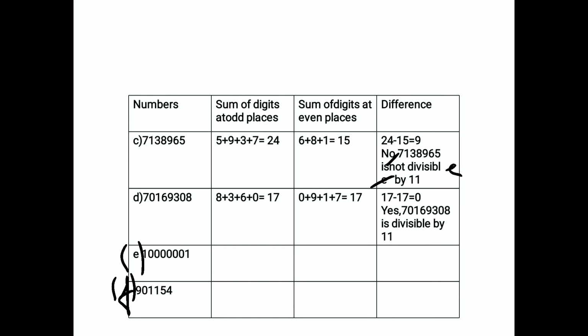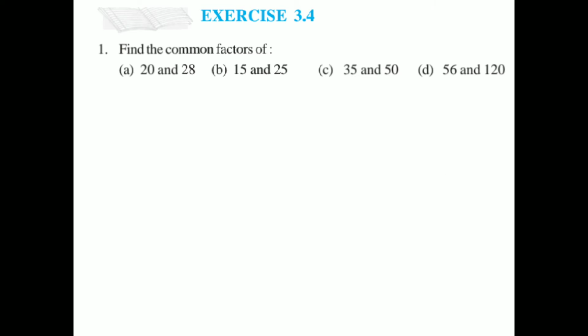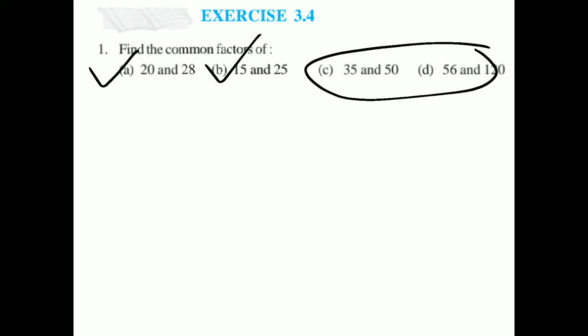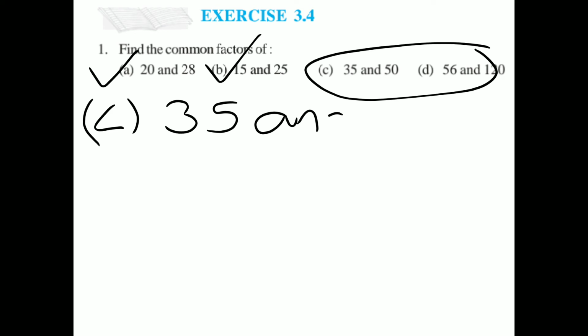Now we are going to start exercise 3.4. Question number 1 is find the common factors of these numbers. Firstly, students, I will do C and D part. A and B part you have to do by yourself. It's very easy. You have done it in previous classes also. C part question is 35 and 50.